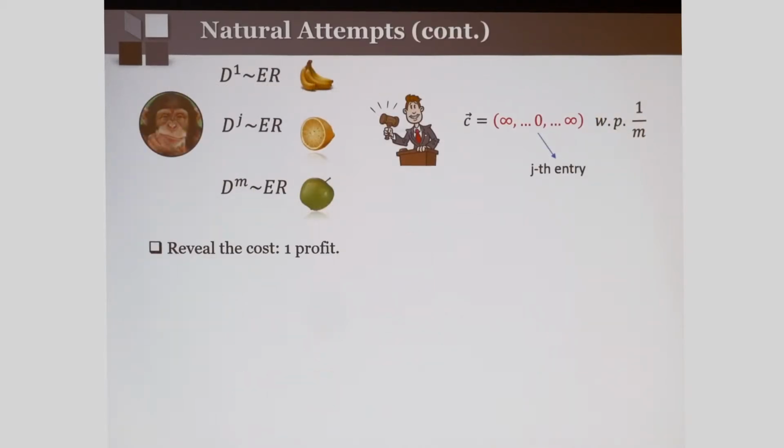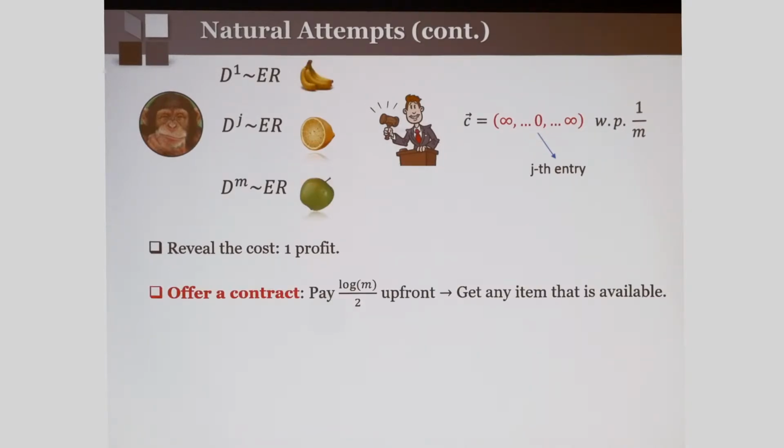In this example, if we first reveal the cost vector to the buyer, we can at most extract one profit, because if we do that, we can only sell this particular item with zero cost to the buyer, right? So we can get at most one. However, there's a mechanism that can do way better than this.